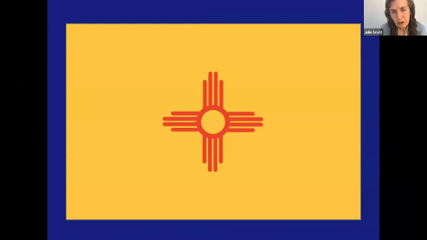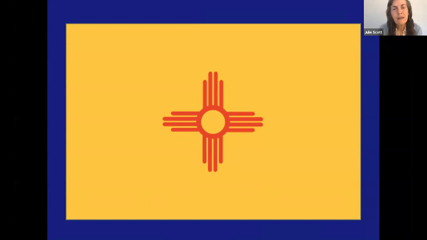Is anyone familiar with this image? I'll give you a hint. It is a state flag in the United States, and it was created in 1920. Oh, all right. Somebody got it. This is the New Mexico state flag.